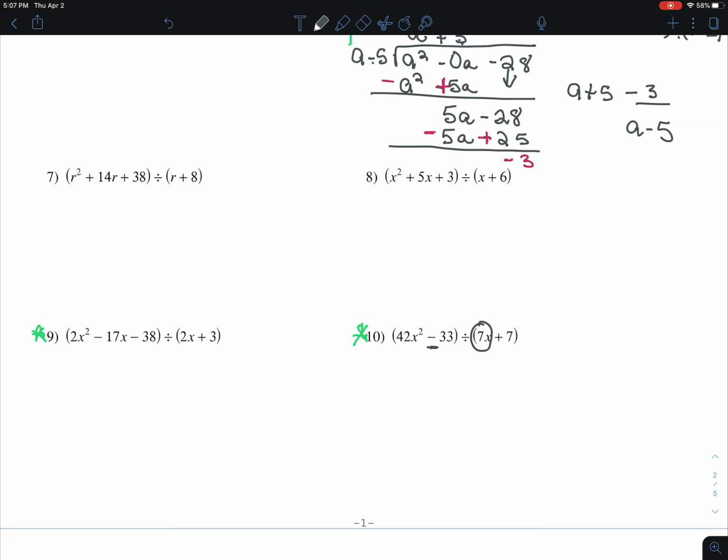We're going to do it the exact same way, but let's just go ahead and rewrite it. So we're going to have 7x plus 7 divided into 42x squared. Remember, I have to replace that with the 0x minus 33. So what can I multiply by 7x to get 42x squared? Well, we know it's going to be something x. But what can I multiply by 7 to get 42? And if you need to use your calculator for that, that's fine. So we do 42 divided by 7, and we get 6.